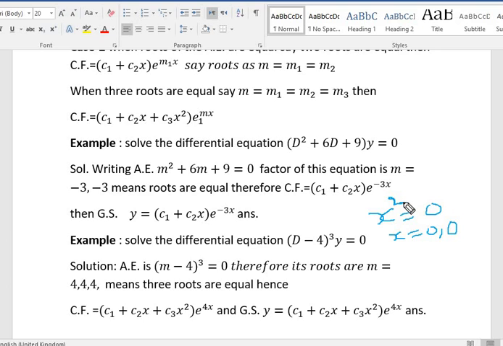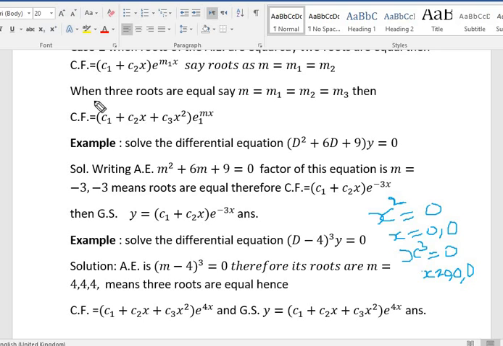Because the solution of the equation depends on the degree. So if you write only 0, then your answer is not correct. So x² = 0 means x = 0, 0. Similarly, if x³ = 0, then you have to write x = 0, 0, 0 because the degree is 3. The same thing is here. (m - 4)³ = 0 means m = 4, 4, 4. It means that 3 roots are equal.